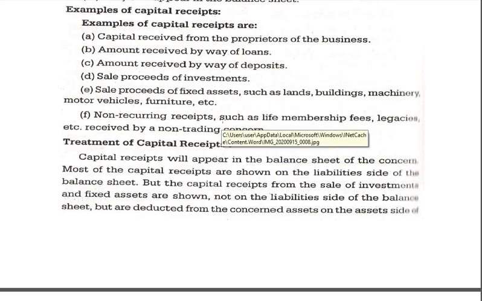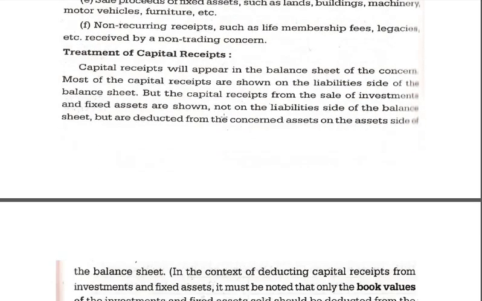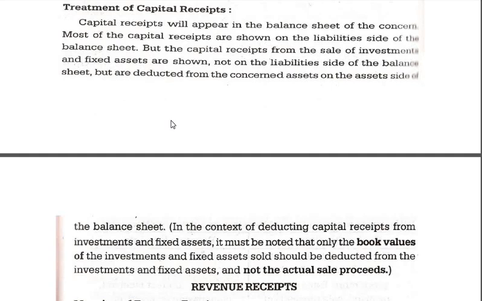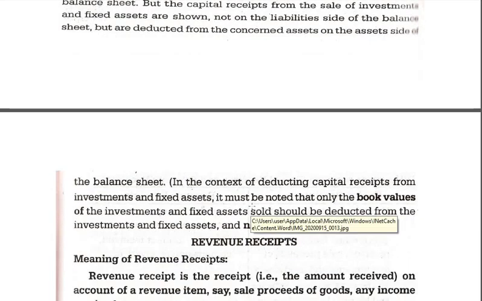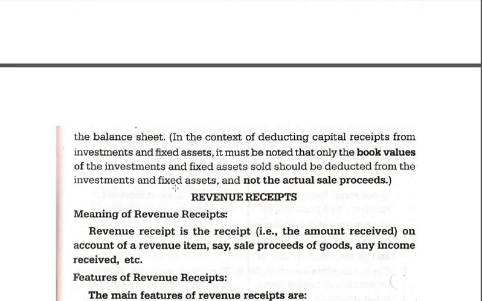That's one part. But some capital receipts will be shown as deduction from the assets. Just see, capital receipts from the sale of investments and fixed assets are not shown on the liability side, but are deducted from the concerned asset on the asset side of the balance sheet. While deducting capital receipts from investments and fixed assets, it must be noted that only the book values of the investments and fixed assets should be deducted, not the actual sale proceeds.